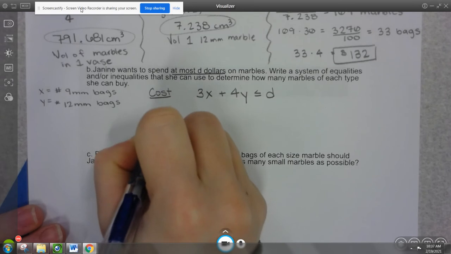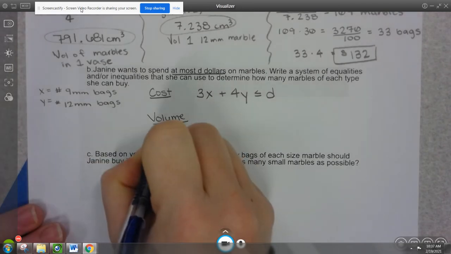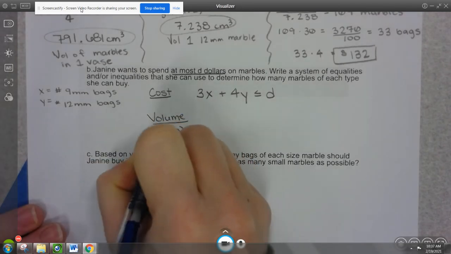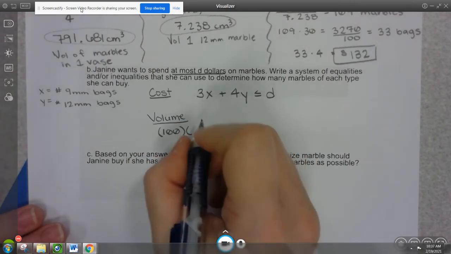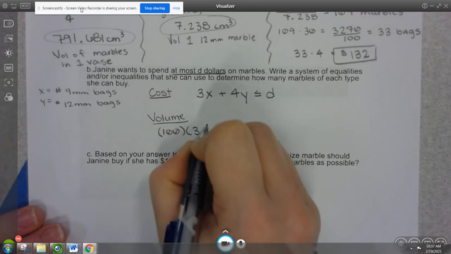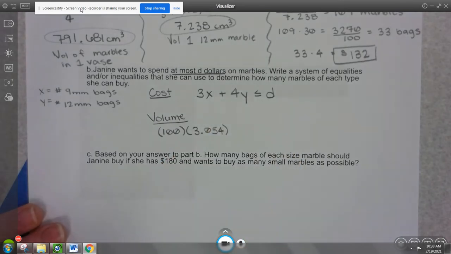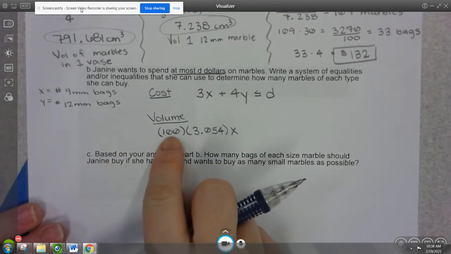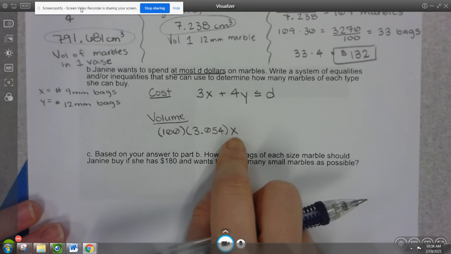So for volume, I need to take the 100 marbles that are in each bag, and I need to multiply that by the volume of my small marbles, which is 0.054. And then I need to multiply that by however many bags I'm going to buy. So this is how many marbles are in each bag. This is the volume of one of my small marbles, and this is the number of bags that I'm buying of my small marbles. And I'm going to do the exact same thing with my 12 millimeter bags.